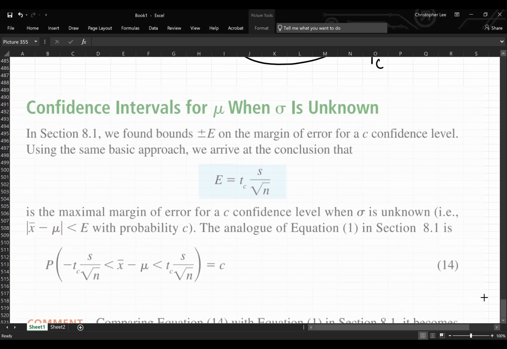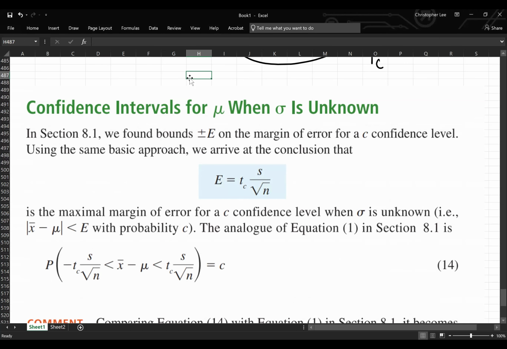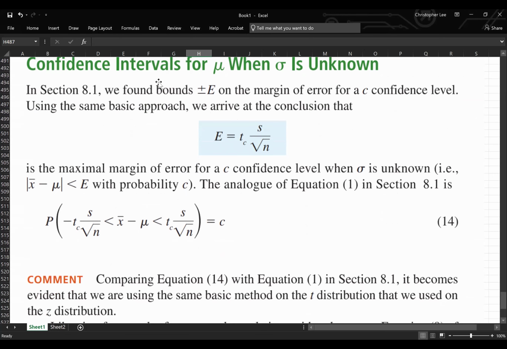So here you go. Confidence intervals for mu when sigma is unknown. In the last section, we found plus or minus E, the margin of error for the C confidence levels. Using the same basic approach, we arrive at the conclusion that our new margin of error, whenever sigma is unknown, is t critical times your sample standard deviation divided by the square root of n. This is the maximal margin of error for a confidence level when sigma is unknown, i.e., the absolute value of x bar minus mu is less than E with a probability of our confidence level.